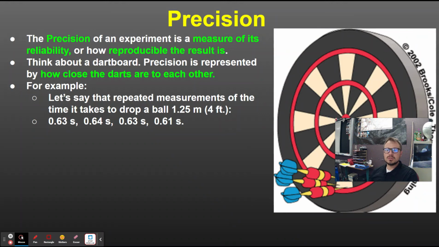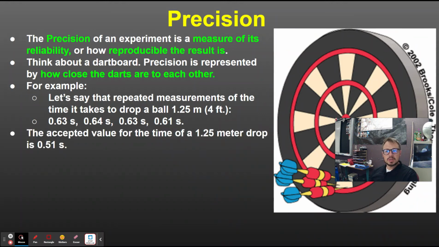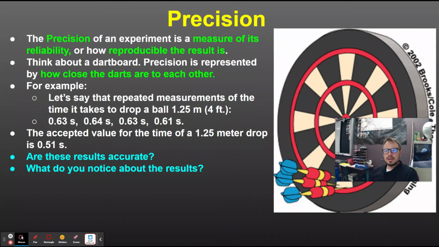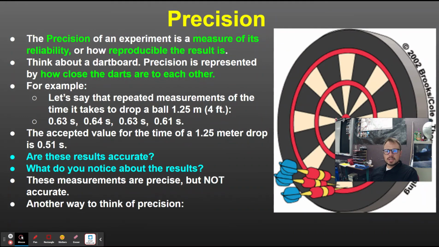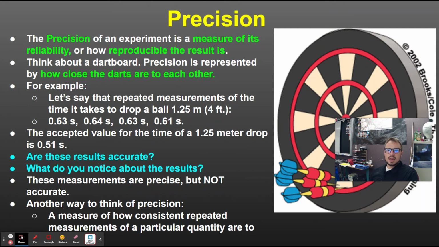So 0.63, 0.64 seconds, 0.63, 0.61, but the accepted value is 0.51 seconds. Well, notice all these numbers have high precision. These numbers are close to each other, but not to that accepted value. So the measurements are precise but not accurate, right? So precision measures how consistent repeated measurements of a particular quantity are to each other, right?